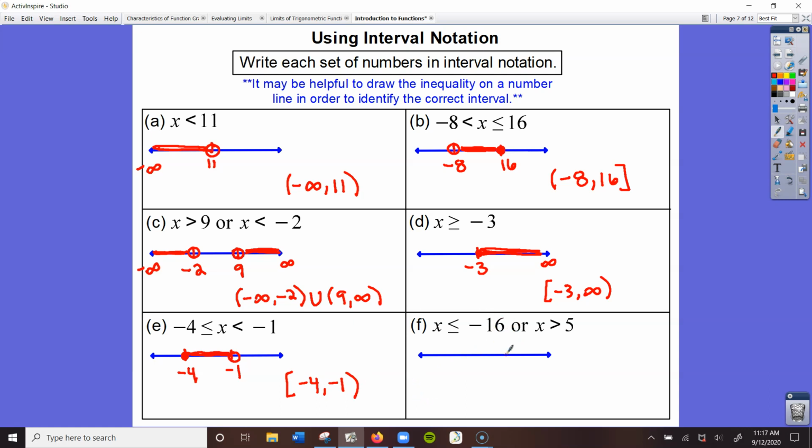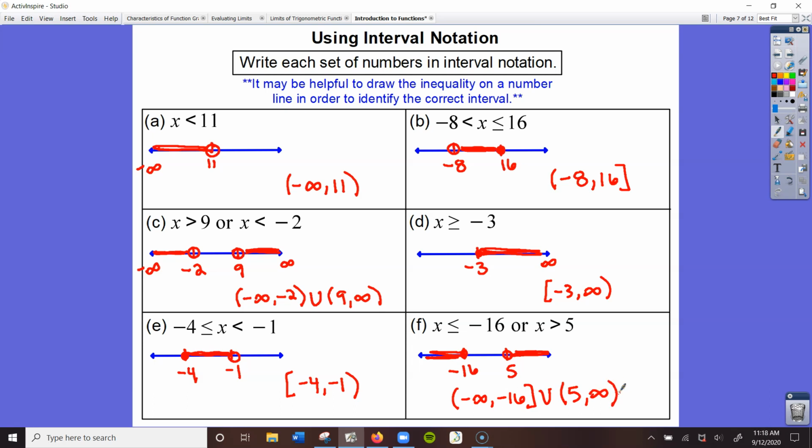F is very similar to C. I'm going to put both of those numbers on my number line. The negative 16 is included, where the 5 is not included. Here it says x is less than or equal to negative 16. So that's everything to the left of negative 16. X is greater than 5, so I'm going to shade the right side. So when we write the domain, it would be from negative infinity to negative 16, bracket, union, parentheses, 5 to infinity, close parentheses.